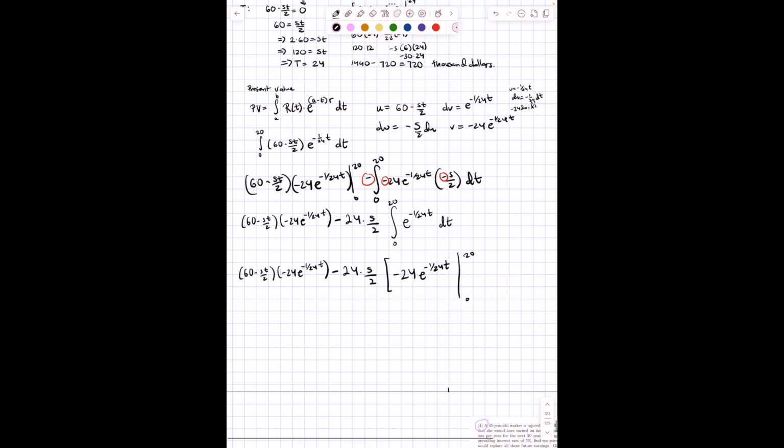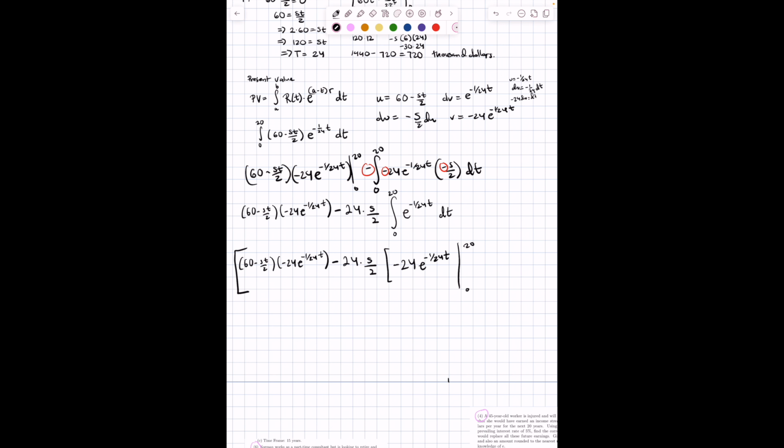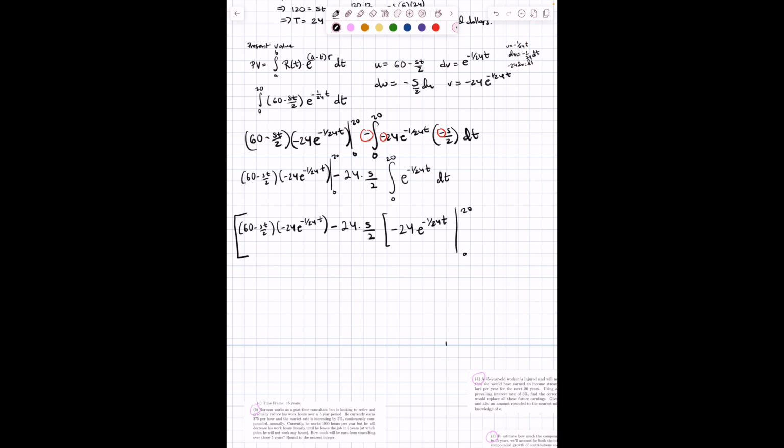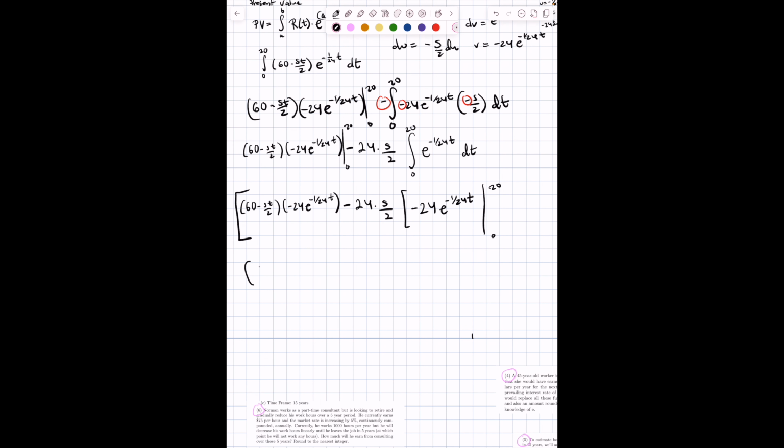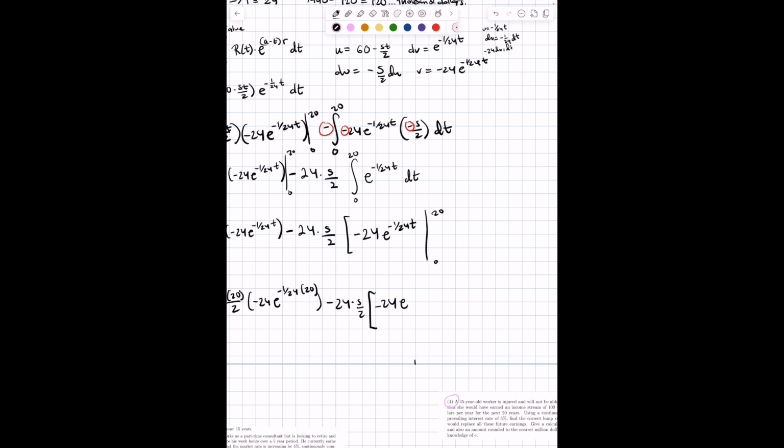Okay, so we will just evaluate this now. I added the bounds here. It's just more symbolic, but you just have to keep in mind that you still need to evaluate it with the bounds. There's no really easy way to do this other than just plug in. So 60 minus 5 times 20 over 2 times negative 24 e to the 1 over 24 times 20, minus 24 times 5 over 2 times negative 24 e to the 1 over 24 times 20. Okay, so this is the first part.